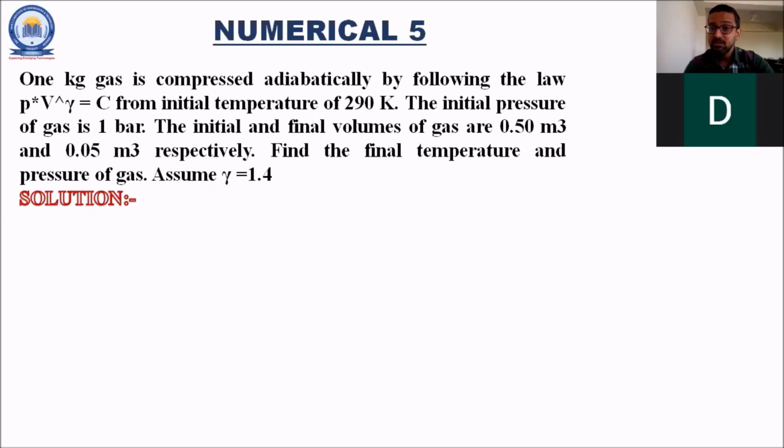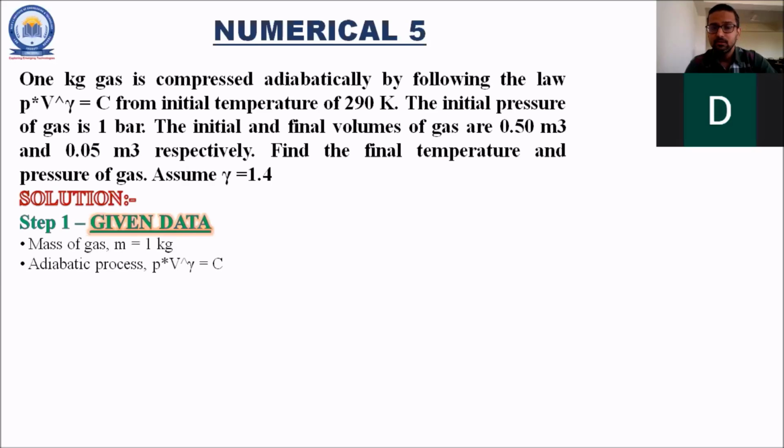So proceeding as per our standard practice solution. Step number 1, given data. Mass of the gas m is equal to 1 kg. See the first statement, 1 kg of gas is compressed adiabatically following the law. So in this numerical, we are given the adiabatic process and the standard equation for adiabatic process, PV raised to gamma is equal to constant. Initial temperature of the gas is given, T1 is 290 Kelvin. Directly it is given in Kelvin, so no need to convert.